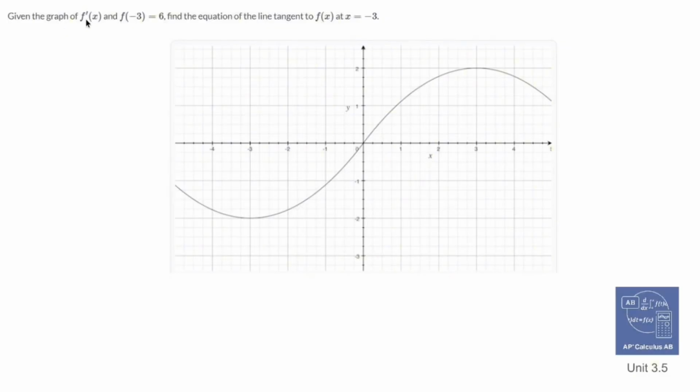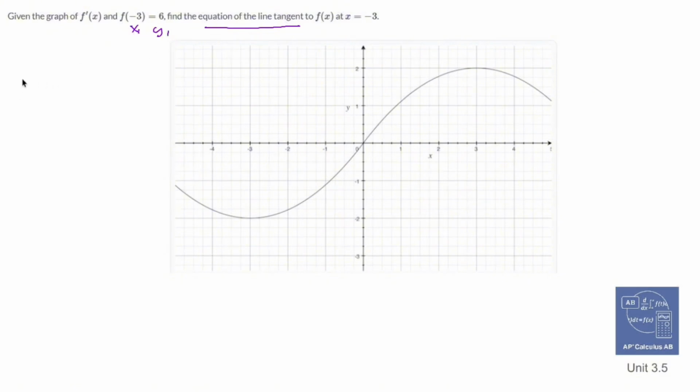Given the graph of f prime of x, and we know that f of negative 3 equals 6, find the equation of the line tangent to f of x at x equals negative 3. All right, so the equation of a tangent line involves finding the slope, using the derivative, and also using a point. This is my point right here. That's my x sub 1, y sub 1.